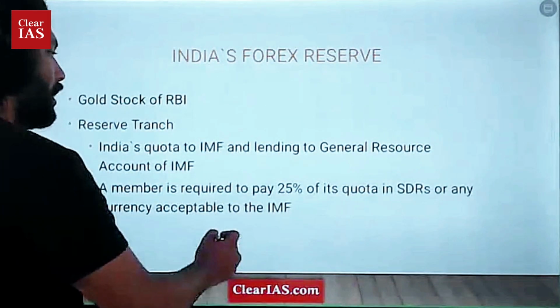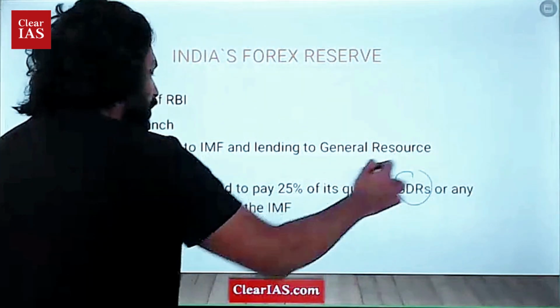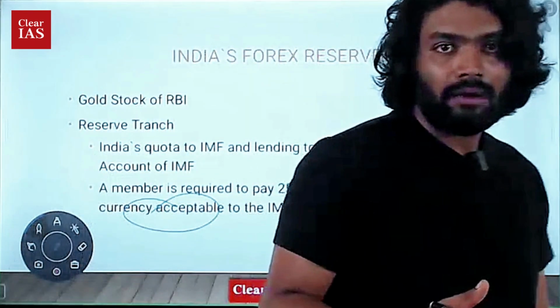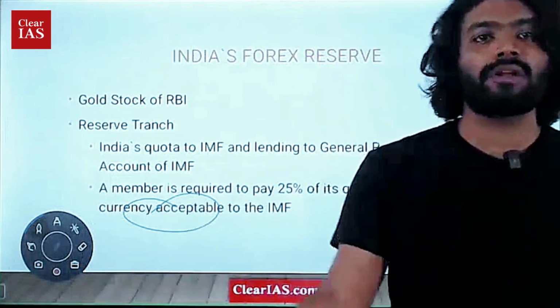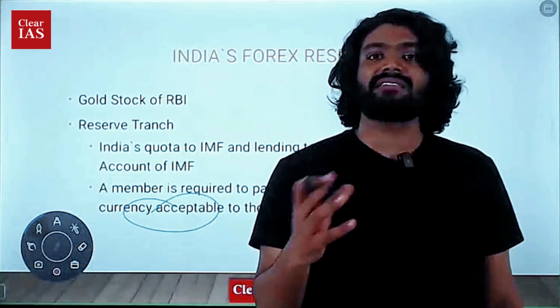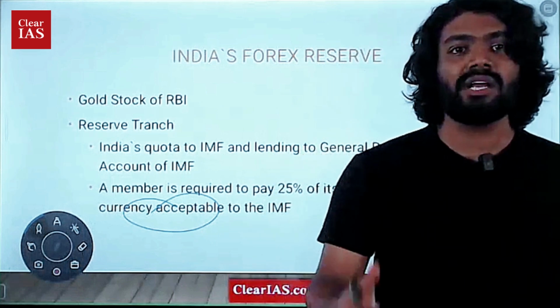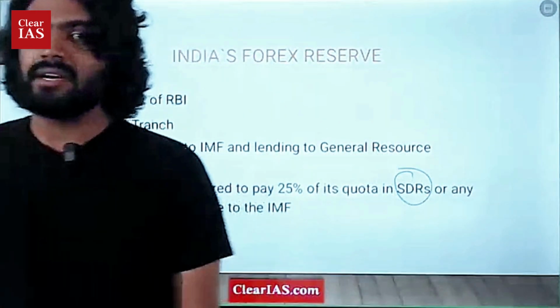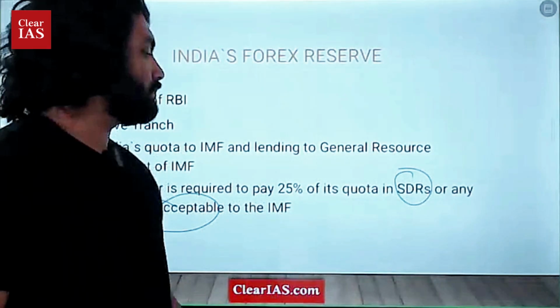And this quota can be paid in SDR or any foreign currency accepted. We will discuss what SDR is. You can pay it in dollars, euros, or anything, or in the form of SDR. SDR is called special drawing rights. I'll explain what it is.